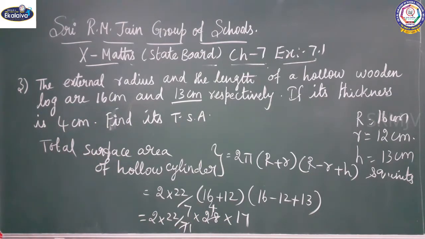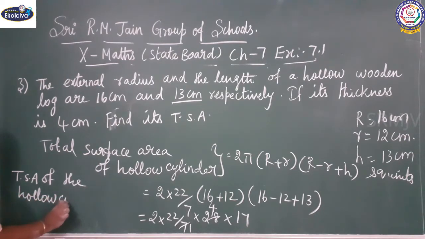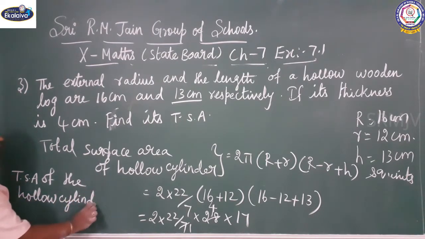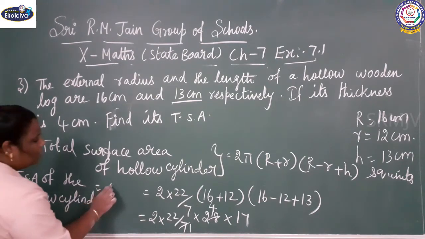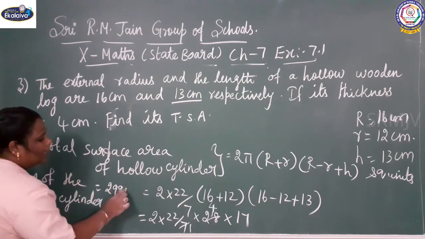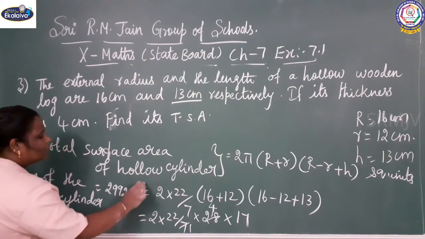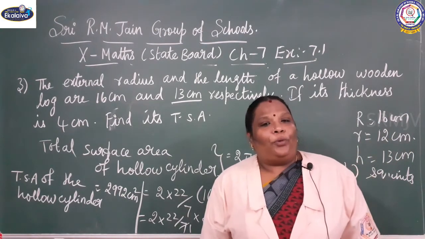So the total surface area of the hollow cylinder. You can do the calculation in the rough work column and check the value. 2992 centimeter square. I hope you understood, children.